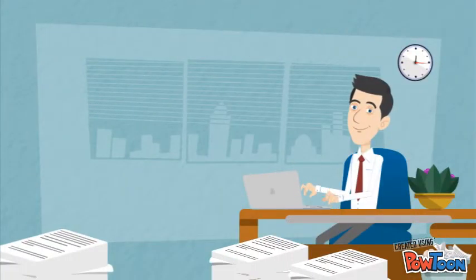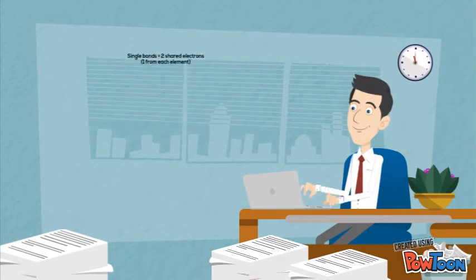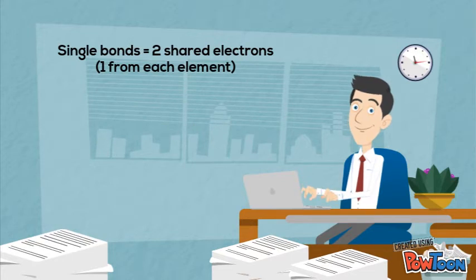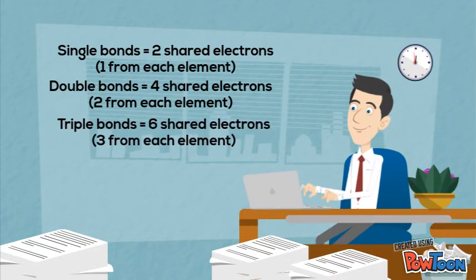Before we start drawing molecules, we have to know that different numbers of covalent bonds involve different numbers of electrons. So single bonds are associated with 2 valence electrons, 1 from each element. Double bonds consist of 4 shared electrons, 2 from each element. Triple bonds consist of 6 electrons, 3 from each element.